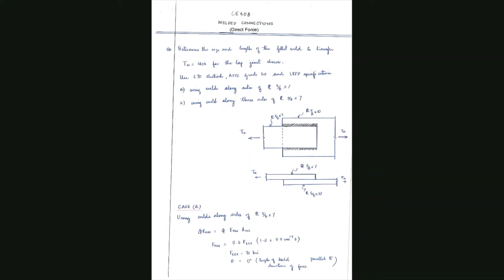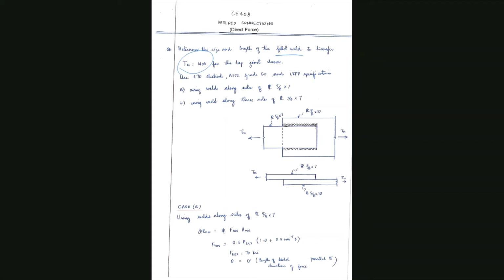So the first question, you can take a good look at the picture. You see that you have two plates. Both plates are of the same thickness, but the width is different. Okay. And now the question says determine the size and length of the fillet weld. It is a type of weld, and for the course you're only using fillet weld, to transfer T ultimate, so you don't have to find the ultimate load. It's given to you for the lap joint shown.